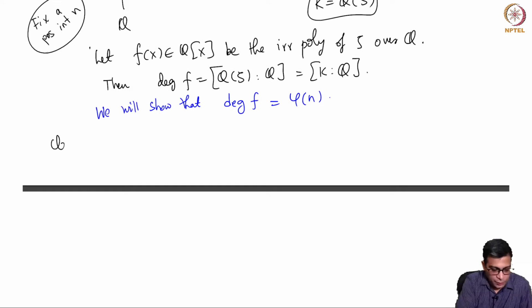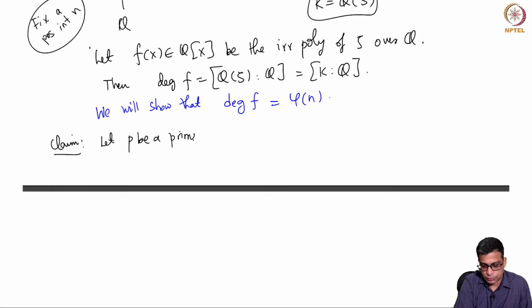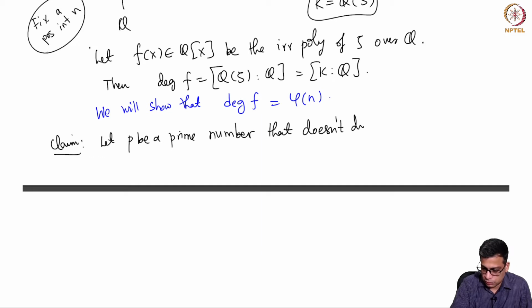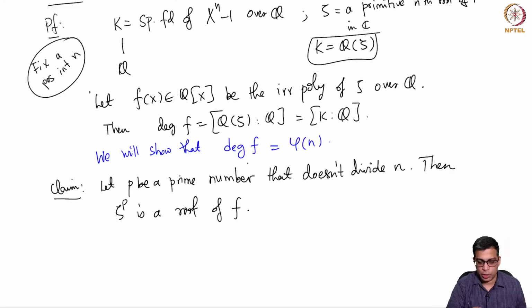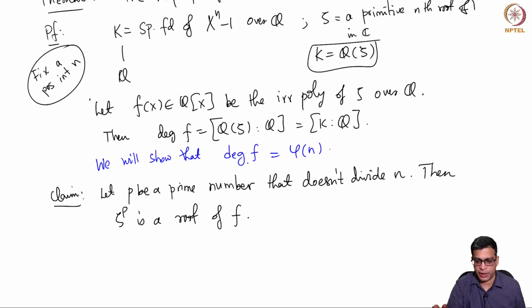So the claim that I want to prove, which proves this statement for me, is the following. Let p be a prime number, so a prime integer that doesn't divide n. Then I claim zeta to the power p is a root of f. Note that f is not x^n minus 1.